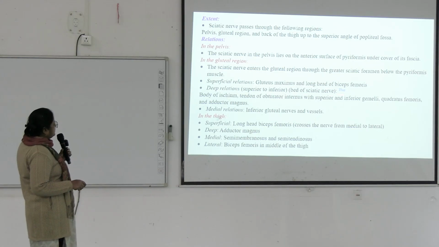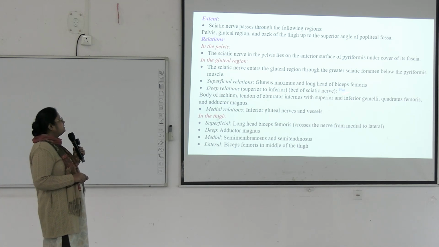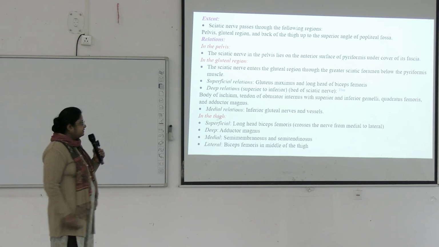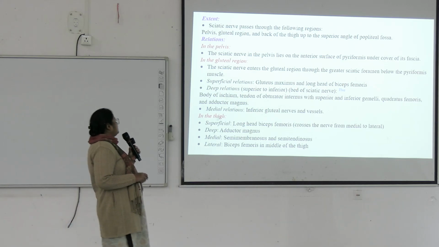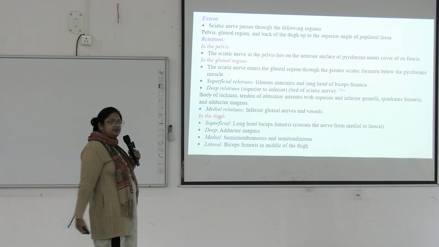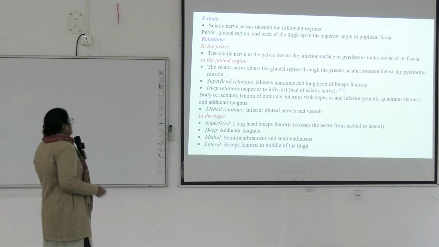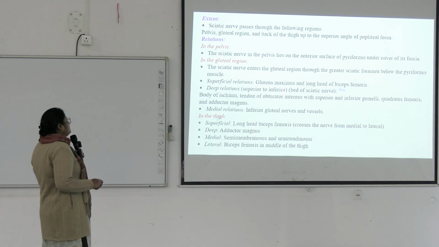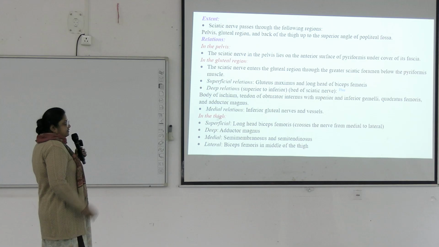The bed of the sciatic nerve is formed by the body of ischium, tendon of obturator internus with superior and inferior gemelli together forming the tricipital tendon. Next is quadratus femoris and the adductor magnus. These are deep relations of the sciatic nerve. In the medial relation, inferior gluteal nerve and the vessels.